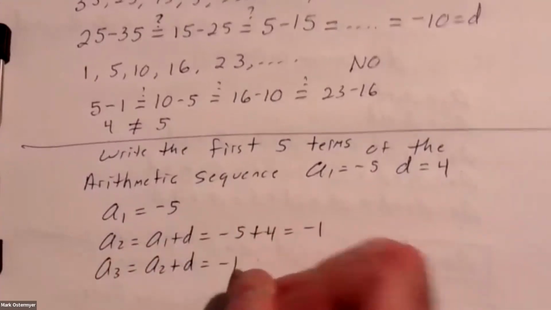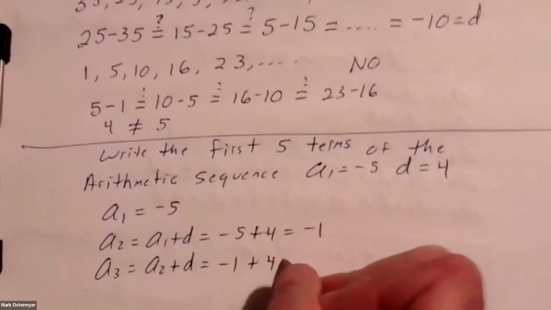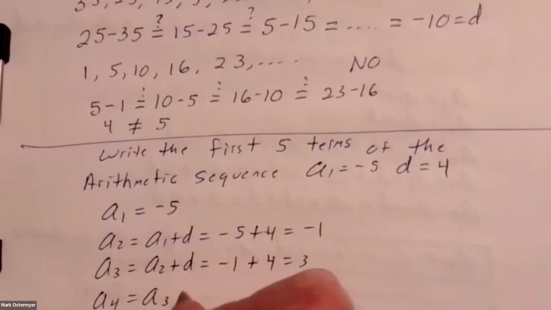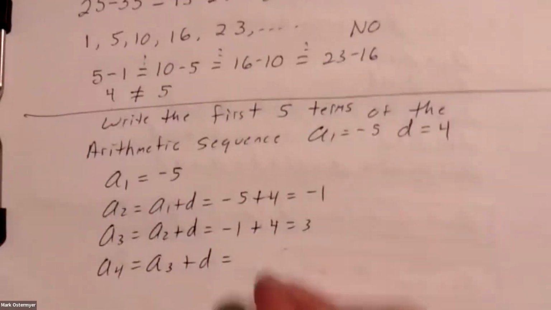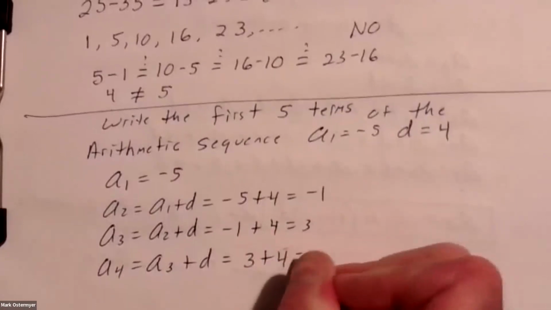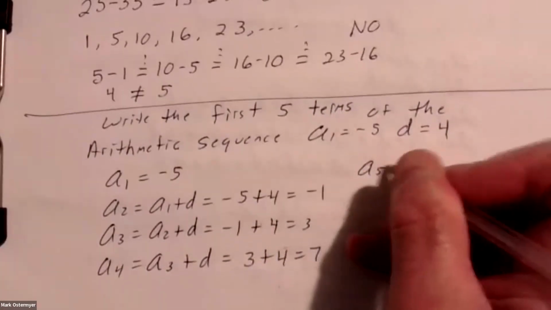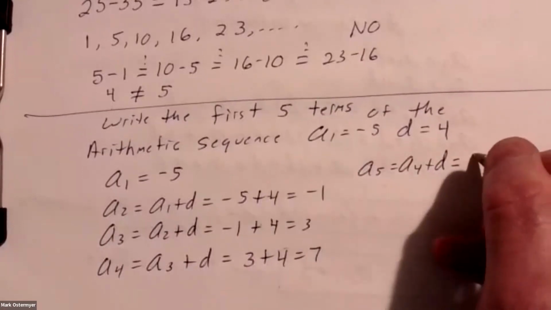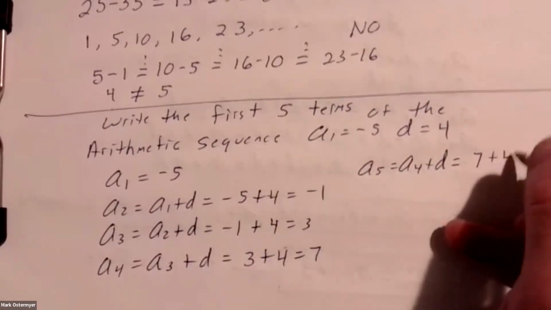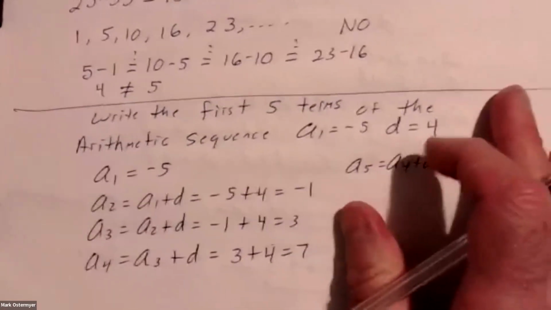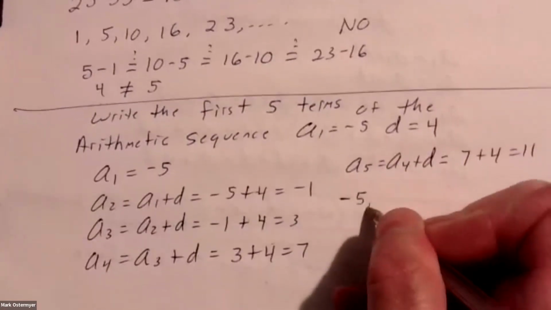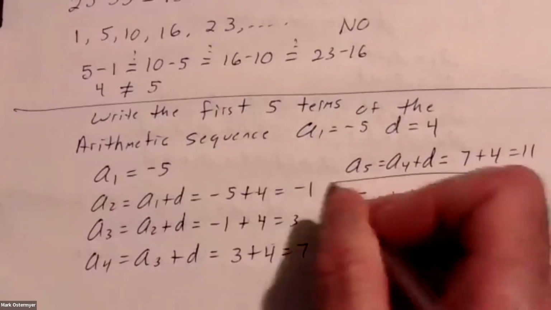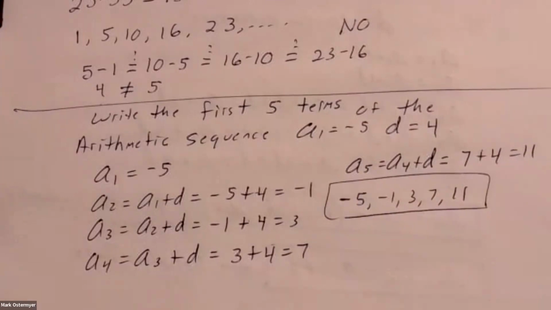The third term is going to be the second term plus the common difference, which is to say it's going to be negative 1 plus 4, which is 3. And the fourth term is going to be the third term plus the common difference, which is to say it's going to be 3 plus 4 or 7. And finally, the fifth term is the fourth term plus the common difference, which is to say it's going to be 7 plus 4 or 11. And so therefore, the first 5 terms of this sequence are going to be right here. All right, any questions about how we did that problem?